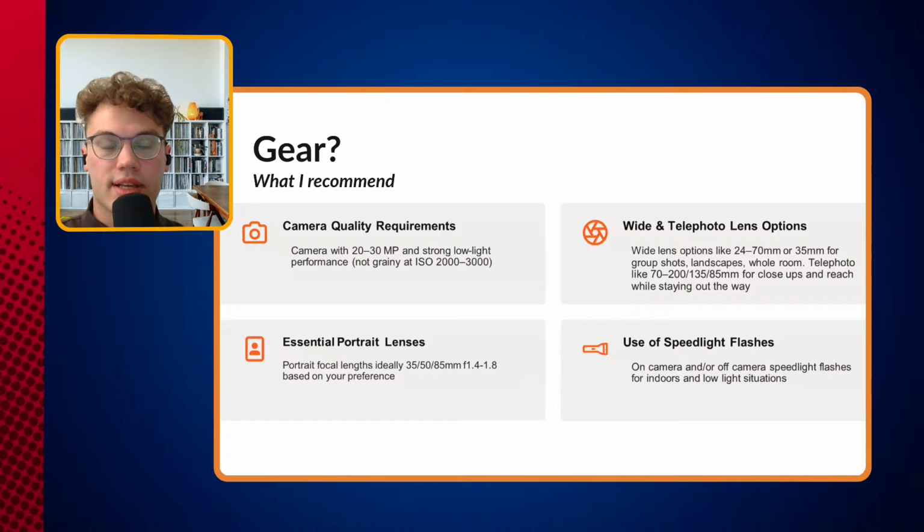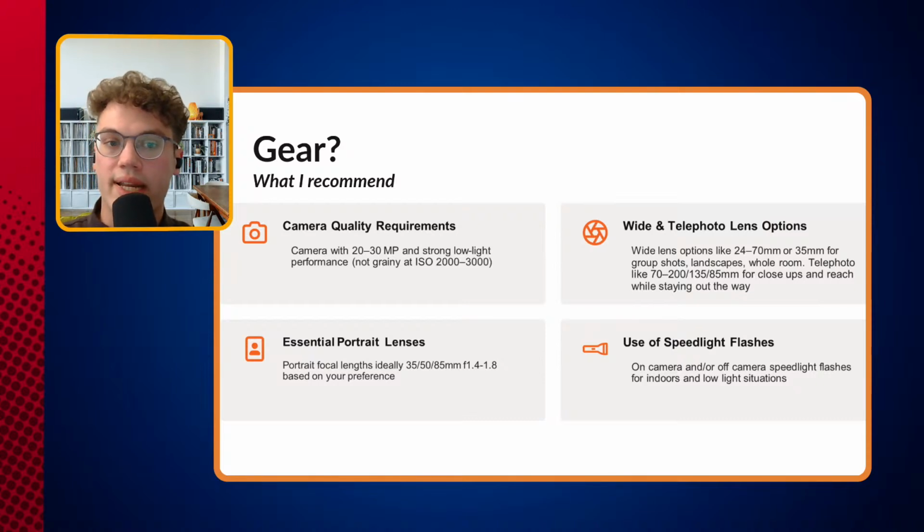Cool. So then the last thing is the gear. So what I use and what I recommend. I use Sony's. I use mirrorless cameras. I have the A7 IV and the A7R5. But if someone is just looking to get into wedding photography, I just recommend any camera that has 20 to 30 megapixels and a decently good low light performance.